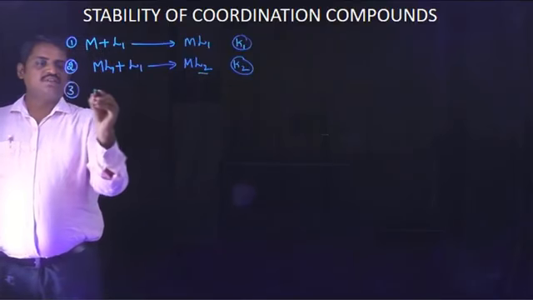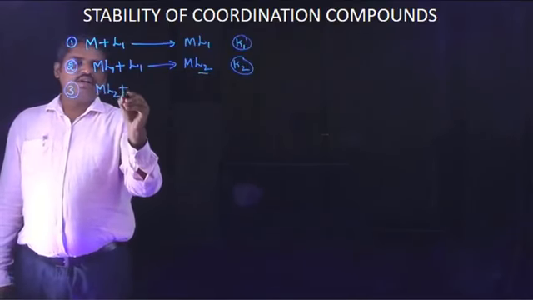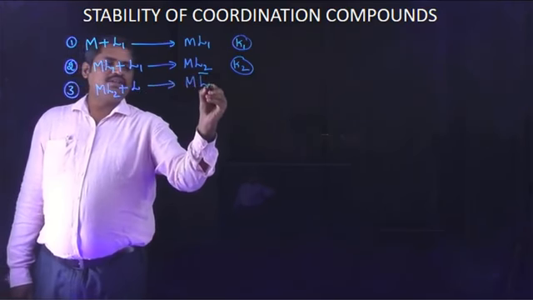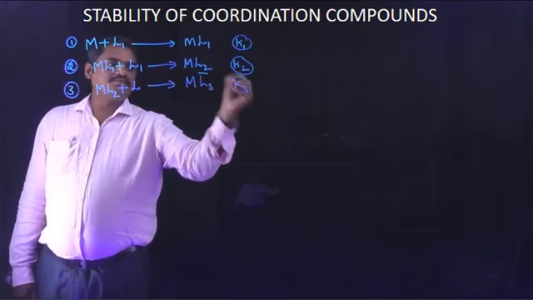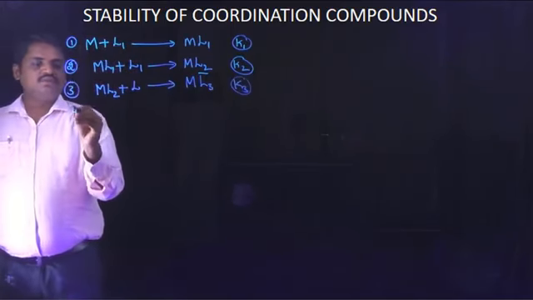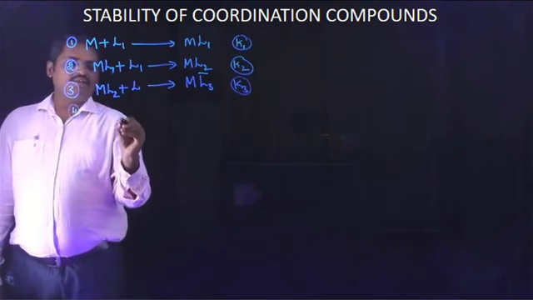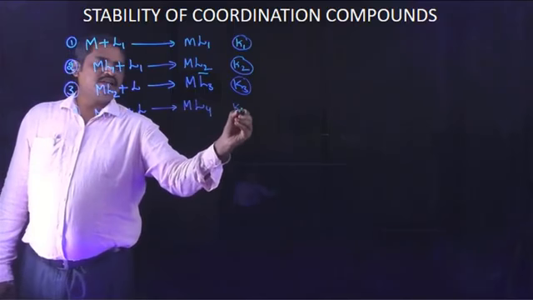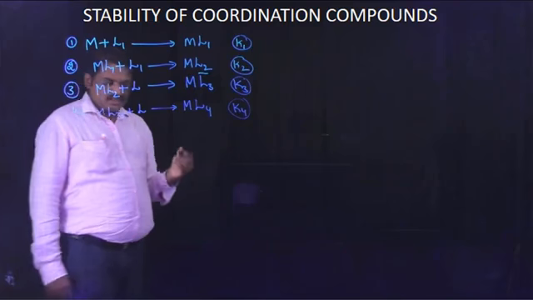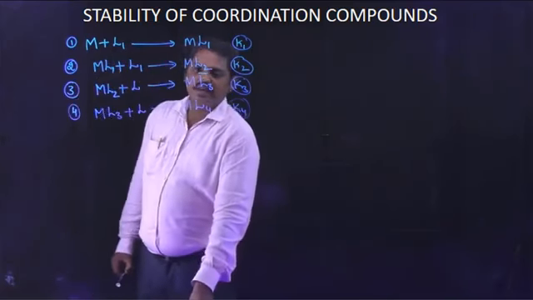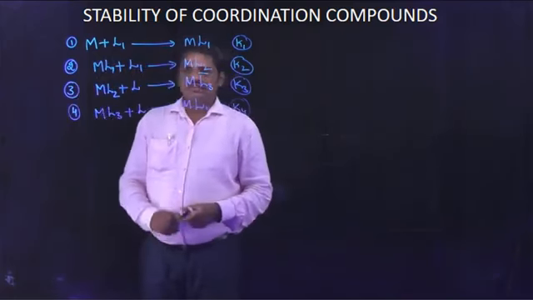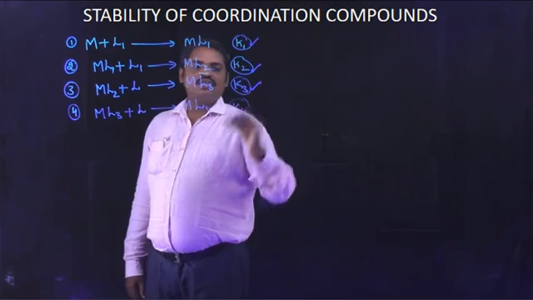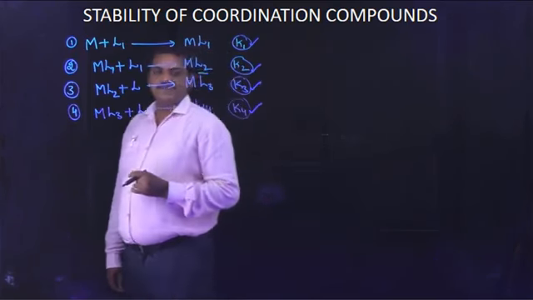Next, the binding product ML2 reacts with another ligand to produce ML3. This reaction constant is indicated as K3. In the fourth step, ML3 binds with another ligand to produce ML4, and this reaction constant is expressed as K4. So the central metal atom binds with 4 ligands in 4 steps, with constants K1, K2, K3, and K4.